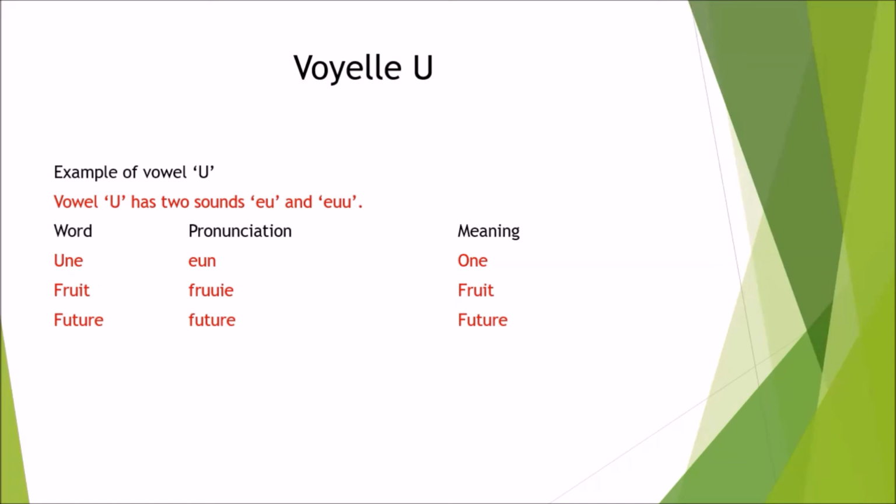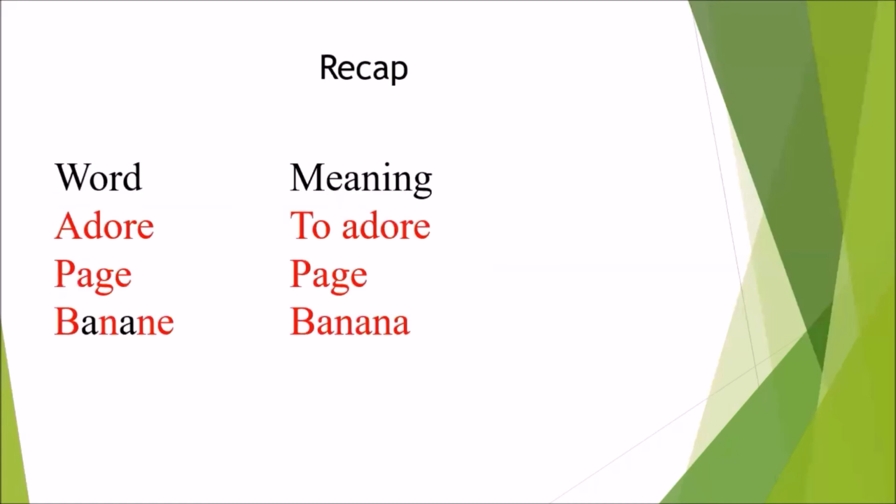The second example is F-R-U-I-T. Vowel U is coming in between a word, so the pronunciation will be frui. Frui. And the last example is F-U-T-U-R-E. 2 U's are coming in between this word, so the pronunciation will be future. Future. The first U has very soft sound. The second U has long sound. Future. So these were the examples.